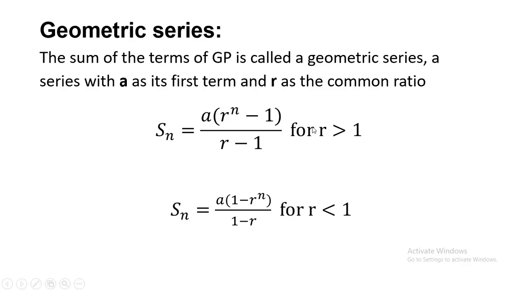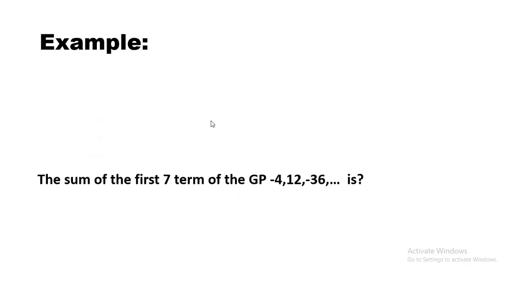For finding the sum, we have the formula a times r to the power n minus 1 divided by r minus 1. Now this applies when the ratio is greater than 1, and for a ratio less than 1 we will be taking the formula as a times bracket 1 minus r to the power n whole divided by 1 minus r. So these are the two formulas for geometric series. Now let's take an example.